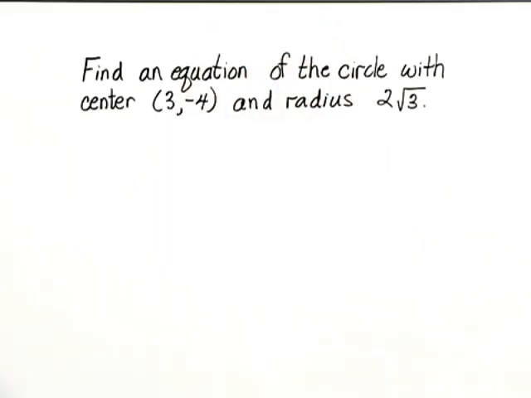This chapter deals with conic sections, that is, circles, ellipses, parabolas, and hyperbolas. Find an equation of the circle with center (3, -4) and radius 2 square root of 3.